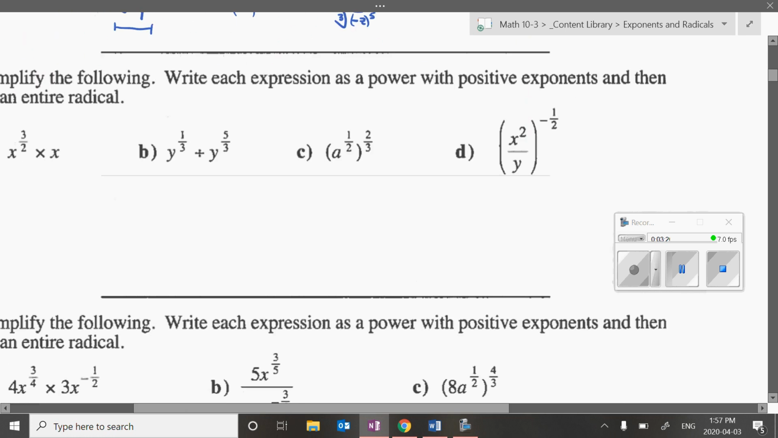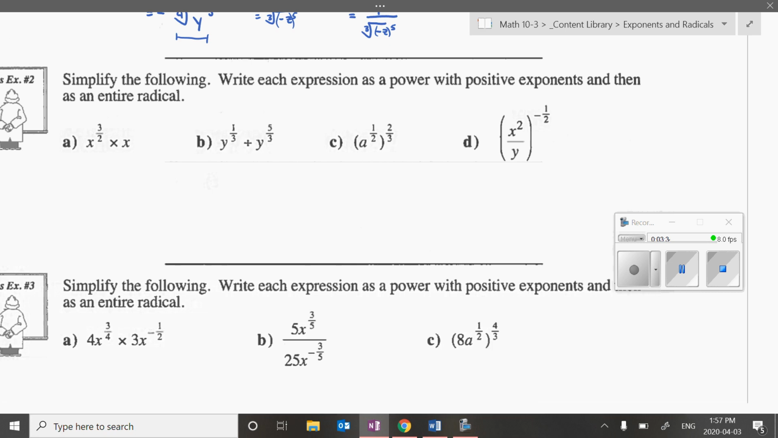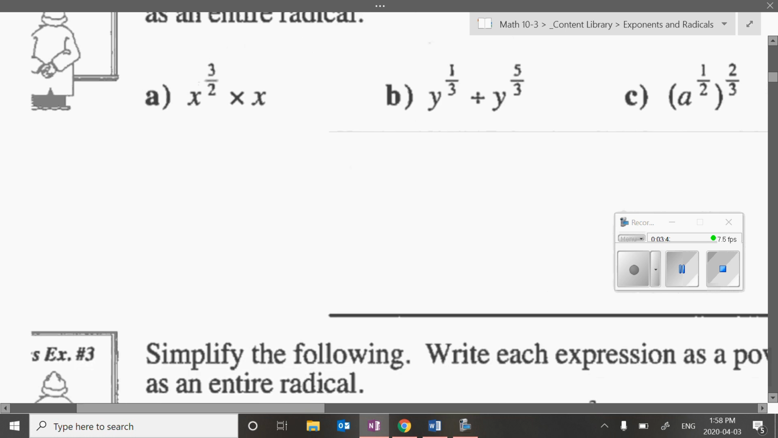Okay, class example 2. So write each expression as a power with positive exponents and then as an entire radical. So this is basically saying show your steps. So my first step would be to combine these. So we're looking at fraction operations again. So I have 3/2 times x. I could say this is 1/1. Not helpful because I want that denominator of 2. I want that common denominator. So let's write it as 2/2.